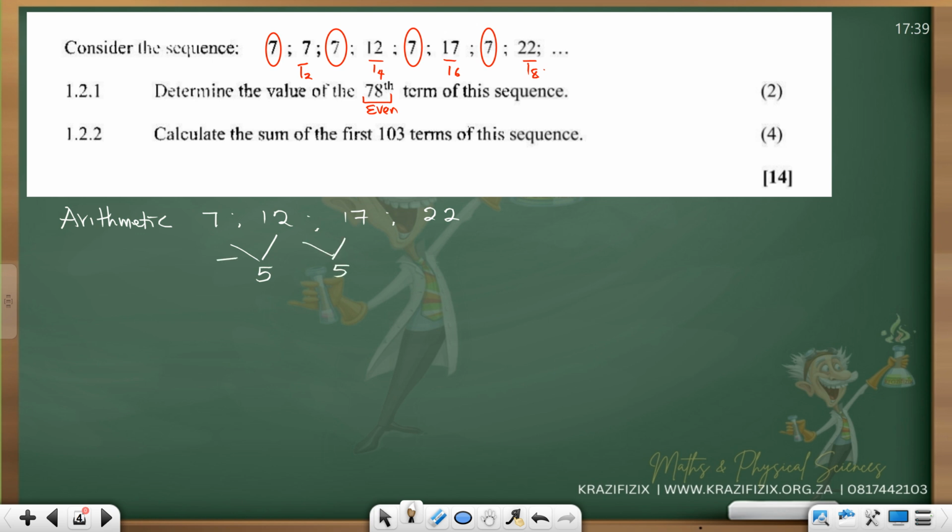What's our difference? 5. You know how I get my Tn, right? 5n, 7 minus 5 is 2. I'm looking for T39. What would this give us? Quick answer, somebody? 197. 197. Do we agree? Noella, your hand is up. Noella?